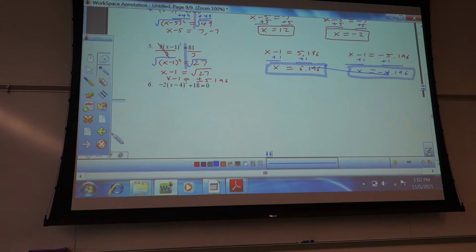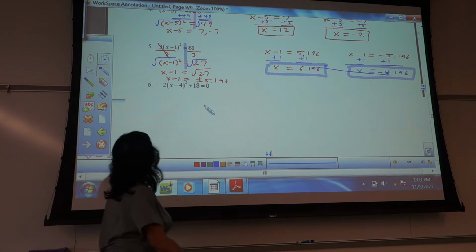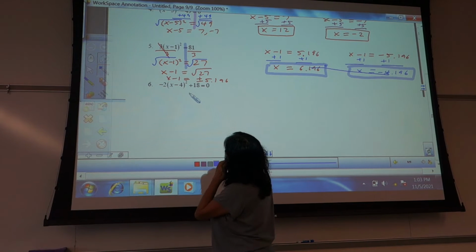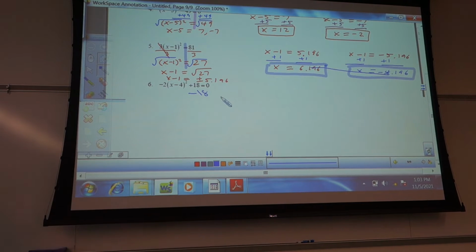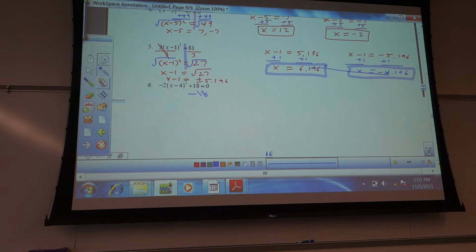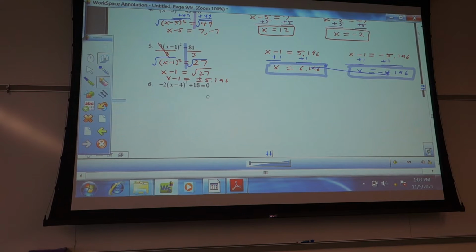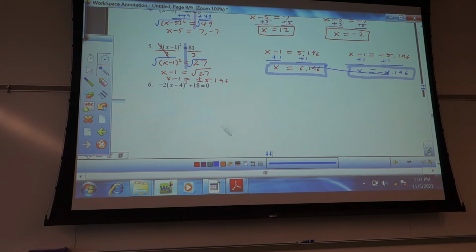Okay, so first, start off by subtracting the 18. Oh, you know what, I'm going to give you this one. It writes a little bit better, but it's thicker, so it doesn't read as well. I don't know which one you want to do. Yeah, I'll use this one.